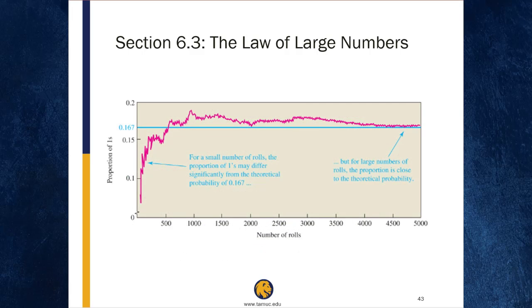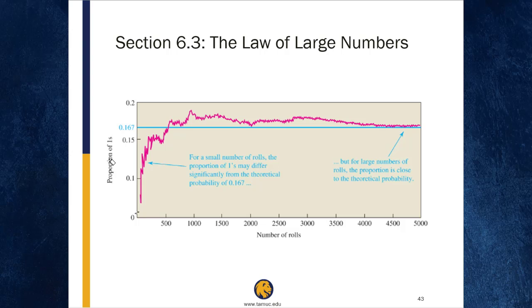We talk about the law of large numbers because in a short number of experiments or trials, the proportion of outcomes can vary from what we would expect the theoretical probability to be, but over a large number of trials, we expect the proportion that we see to get closer to the theoretical probability.